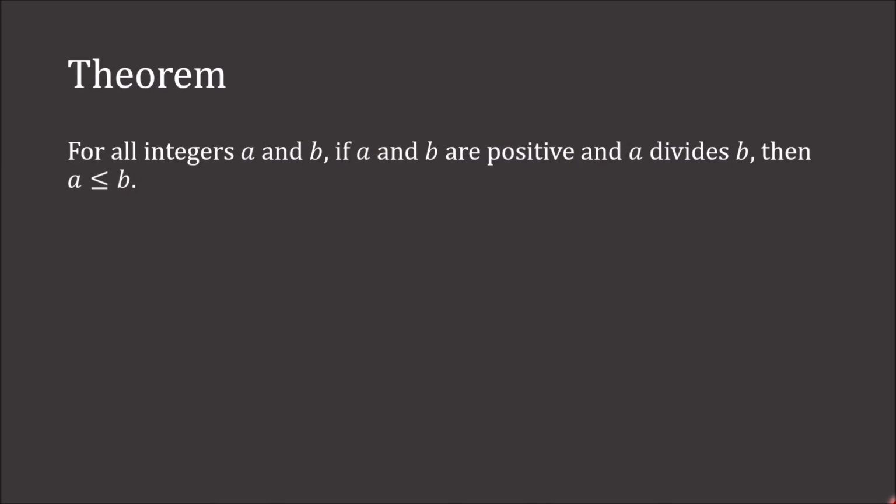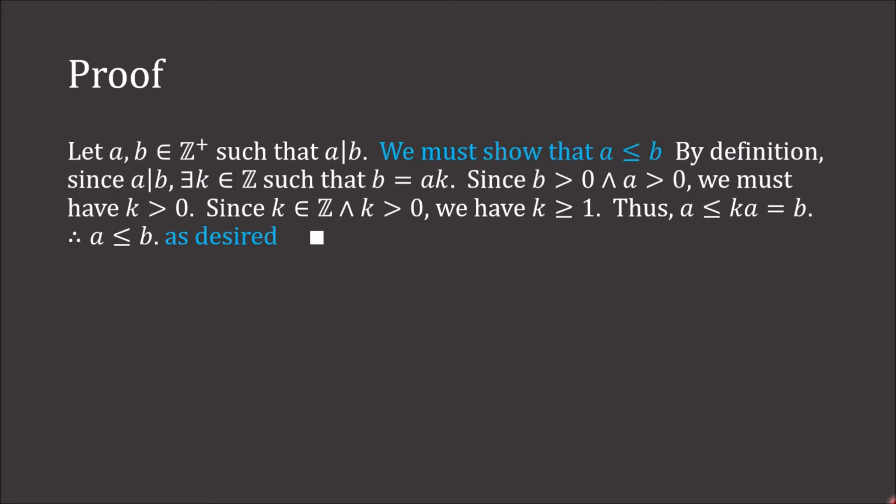So for all integers a and b, if a and b are positive and a divides b, then a is less than or equal to b. So we're now going to prove this, and once again, anything that is in blue text will typically be left out of formal proofs. I'm including them just for context. So we let a and b be positive integers such that a divides b. What we will show is that a is less than or equal to b.